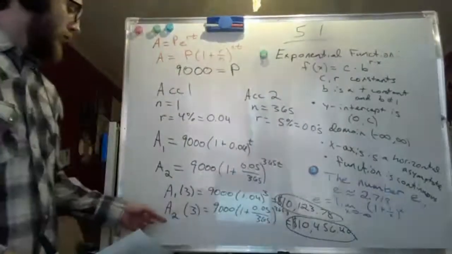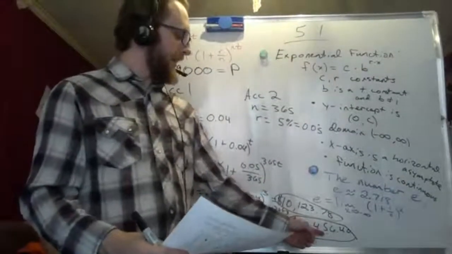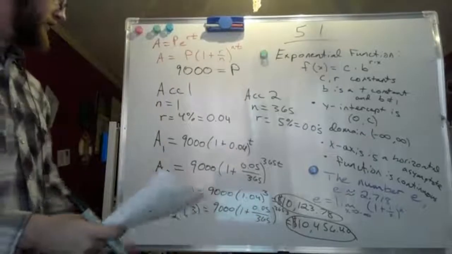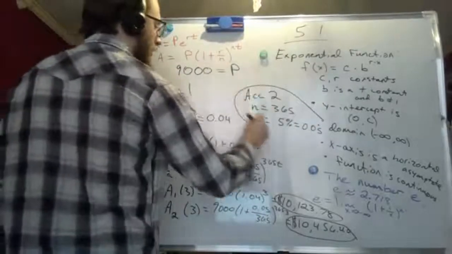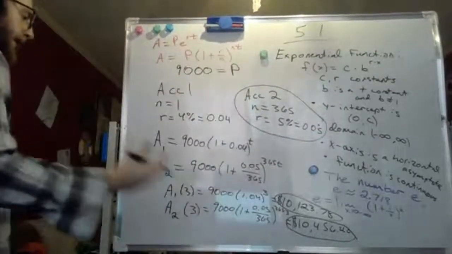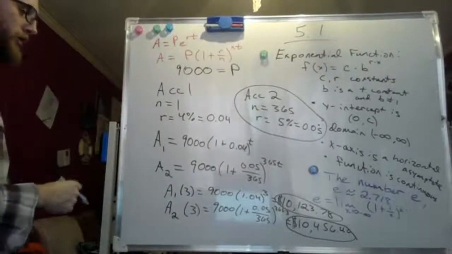And there we go. So we can see from these two numbers that account 2 will accrue more interest over the course of 3 years, and so Mary should go with account 2. And there you have it. So that's the final answer for this question.